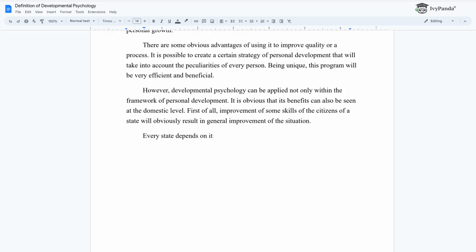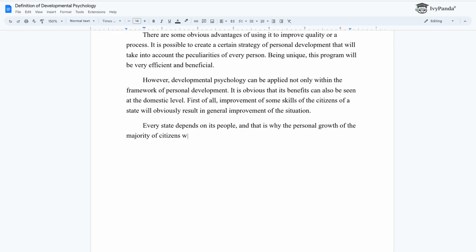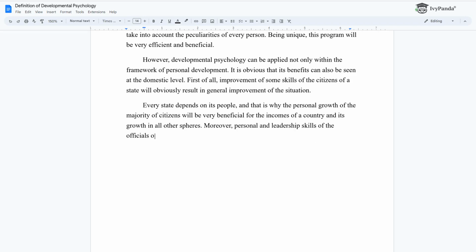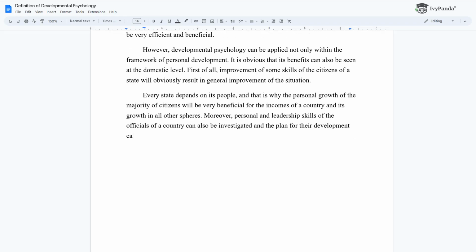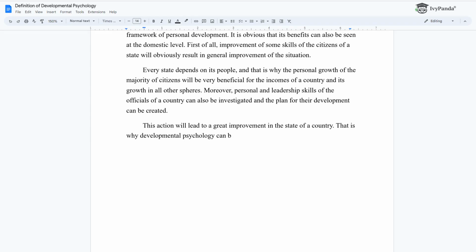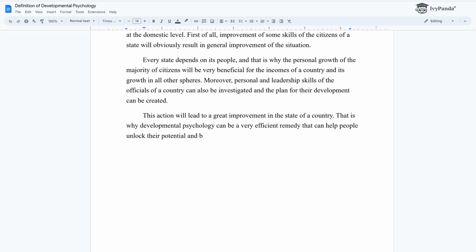Every state depends on its people, and that is why the personal growth of the majority of citizens will be very beneficial for the incomes of a country and its growth in all other spheres. Moreover, personal and leadership skills of the officials of a country can also be investigated and the plan for their development can be created. This action will lead to a great improvement in the state of a country. That is why developmental psychology can be a very efficient remedy that can help people unlock their potential and become prosperous.